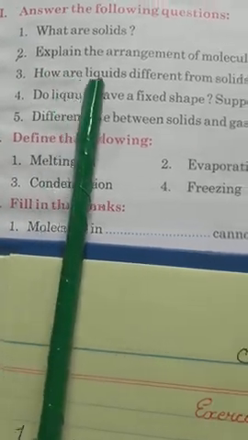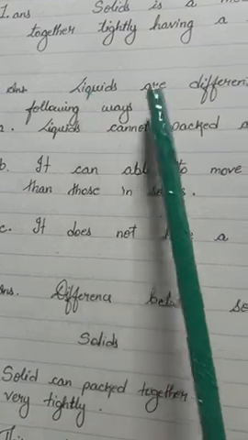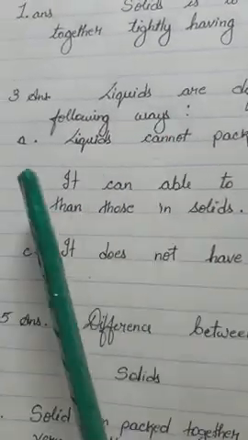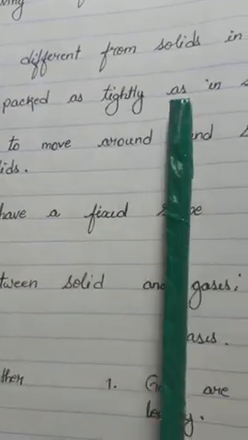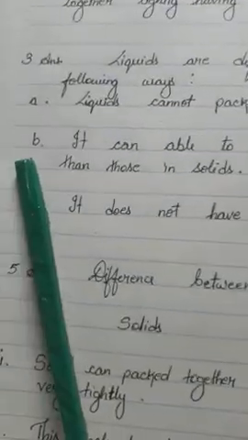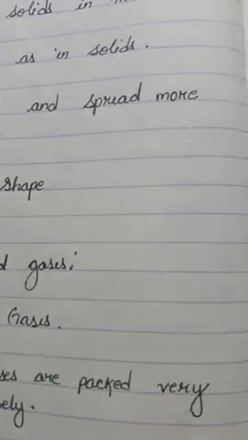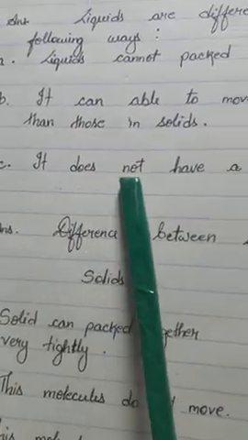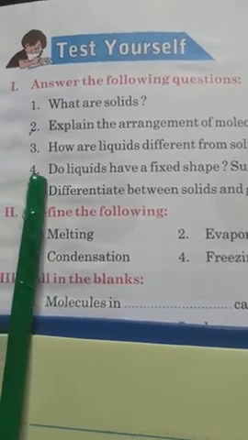3. How are liquids different from solids? The answer. Liquids are different from solids in the following ways. Point number A. Liquid cannot pack as tightly as in solid. Point number B. It is able to move around and spread more than those in solids. Point C. It does not have a fixed shape. Right? Now, question number 5. 4, no need to do.